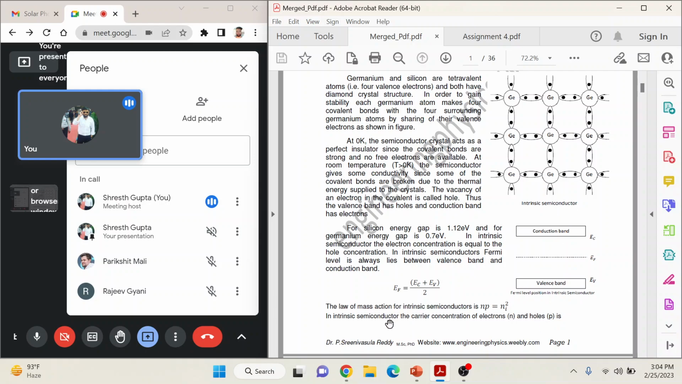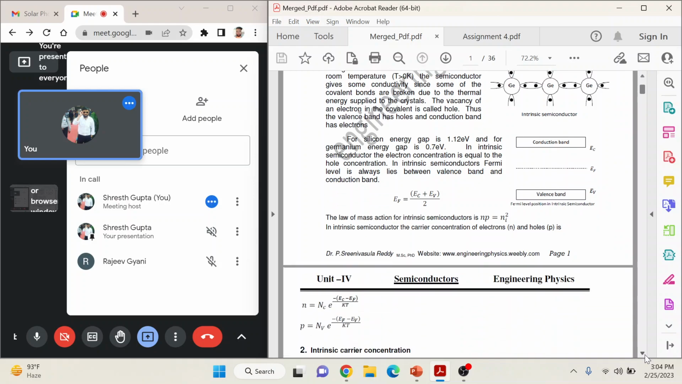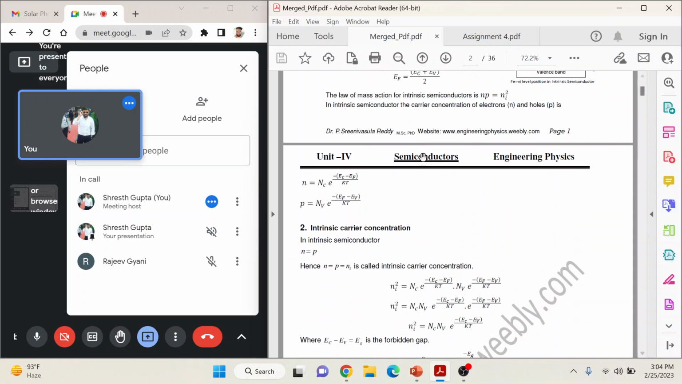Okay, then we introduced you to the law of mass action, which is in this slide. This is a PDF I prepared. I will share this with today's assignment solution. So there is a law of mass action which states that np equals ni squared, and in the intrinsic semiconductor we can calculate the number of electrons and holes by these equations.